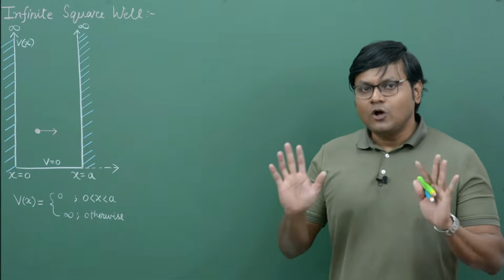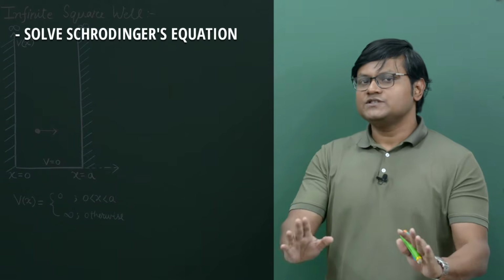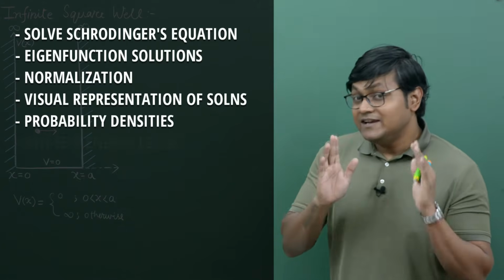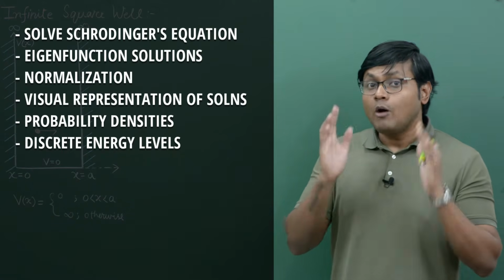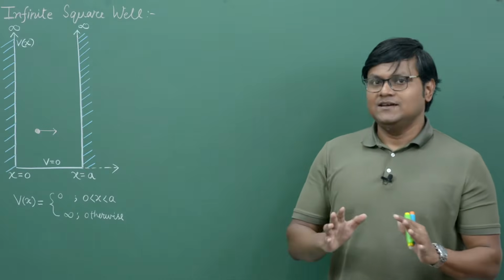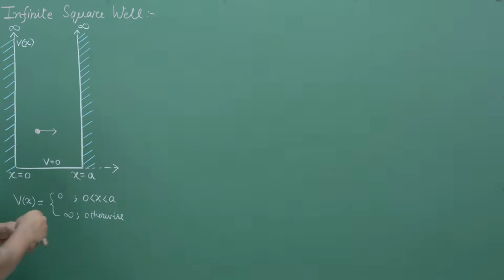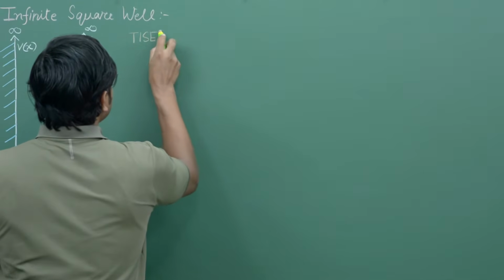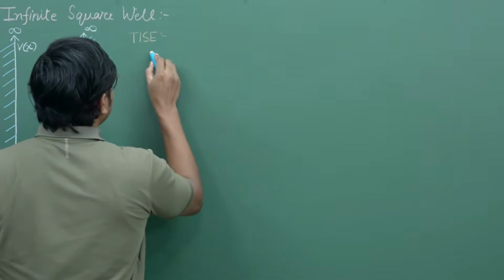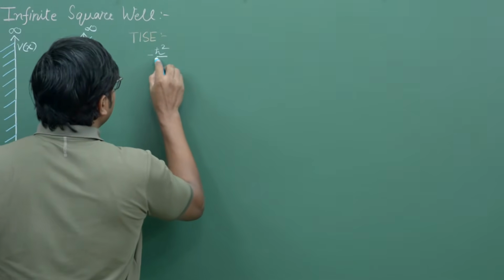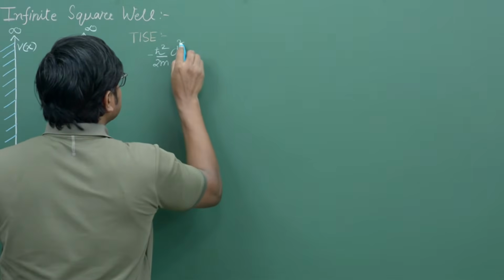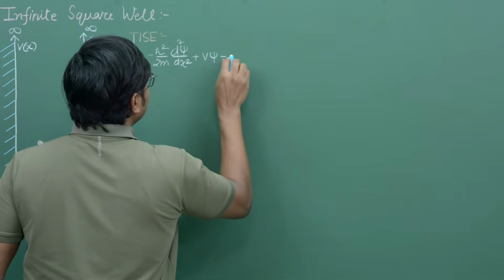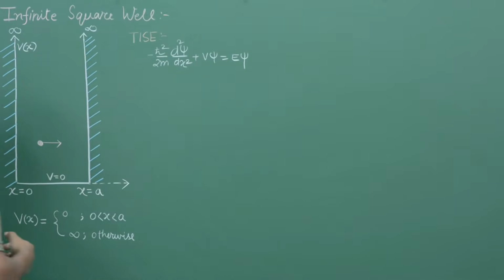So I'm going to basically solve the Schrodinger equation, obtain the solutions, look at the nature of the solutions, obtain the probability densities, look at the discrete energy levels, and then look at the properties of these bound states. So let's start. We're going to start with the time-independent Schrodinger equation, which is the very common -ħ²/2m d²ψ/dx² + Vψ = Eψ. This is the time-independent Schrodinger equation.